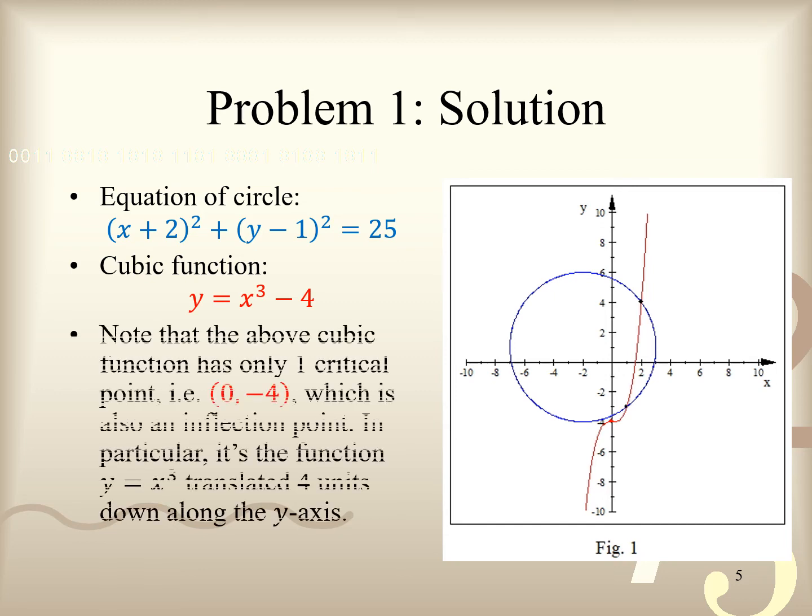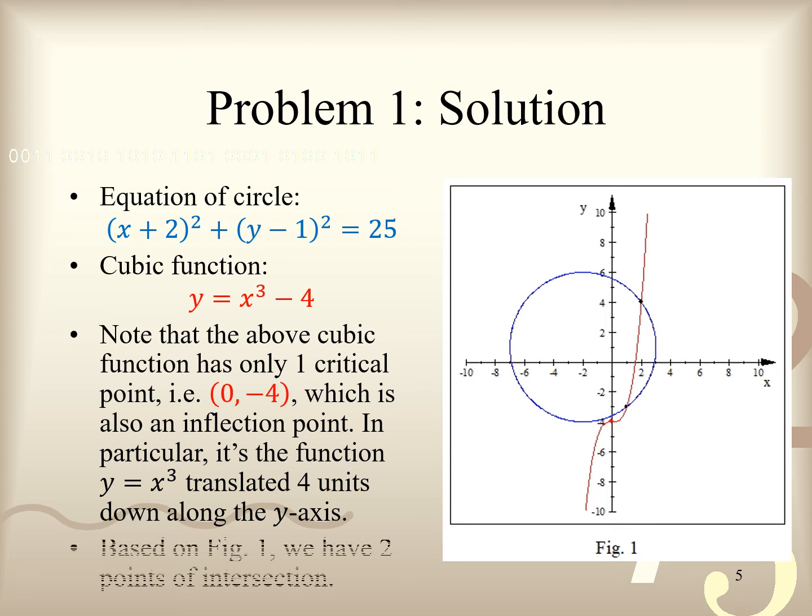Note that this cubic function has only one critical point at 0, -4, which is also an inflection point. Moreover, the graph of this cubic function is in fact the graph of the function y equals x cubed, translated 4 units down along the y-axis. So based on figure 1, there are 2 points of intersection for the circle with the cubic function in this particular problem. We are not done yet, because we still need to find these 2 points of intersection explicitly. We shall do that next.